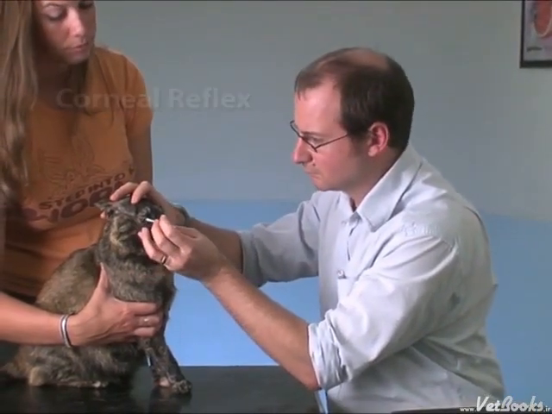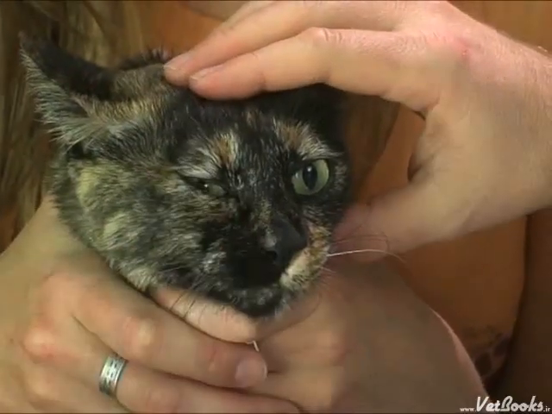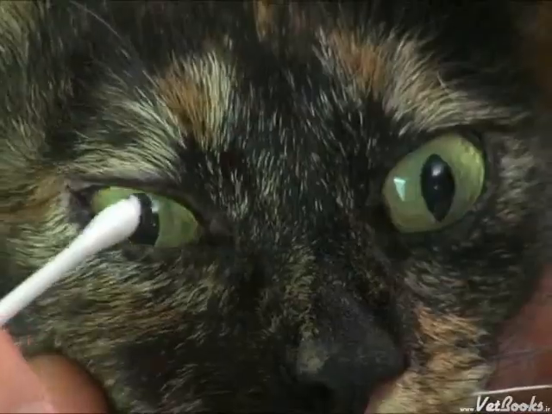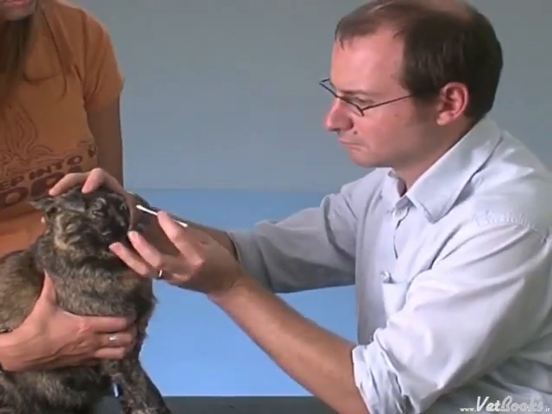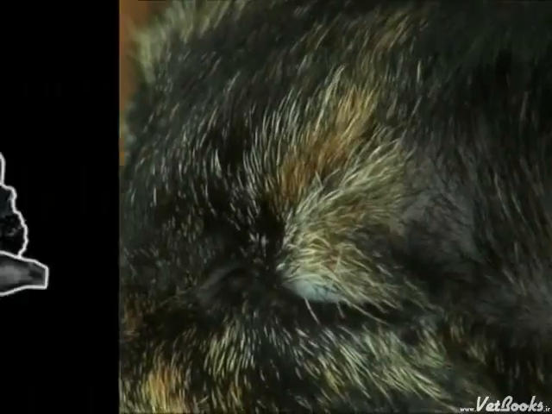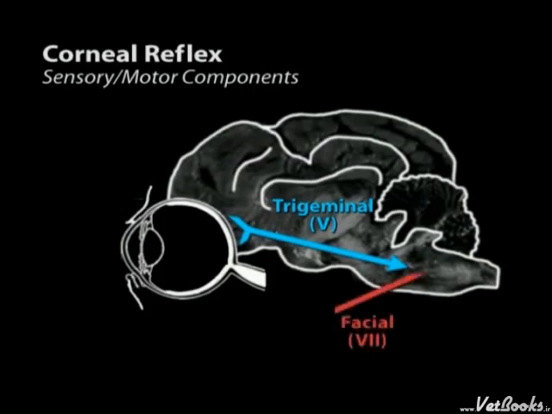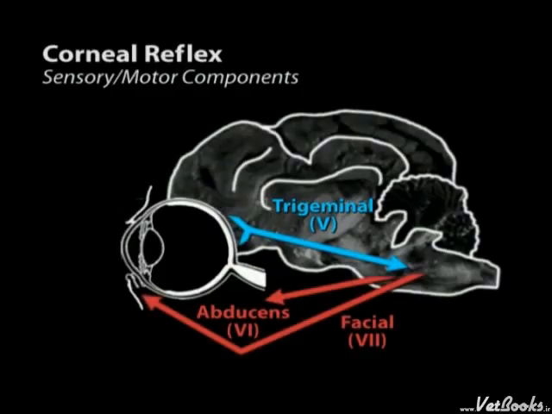The corneal reflex is tested by gently touching the surface of the cornea with cotton wool. Again, the normal response is a blink. As for the palpebral reflex, the sensory arm of the corneal reflex is the trigeminal nerve. The efferent pathway has two components. The facial nerve is responsible for eyelid closure. In addition, there is activation of the abducens nerve, which stimulates the retractor bulbi muscle, resulting in globe retraction.